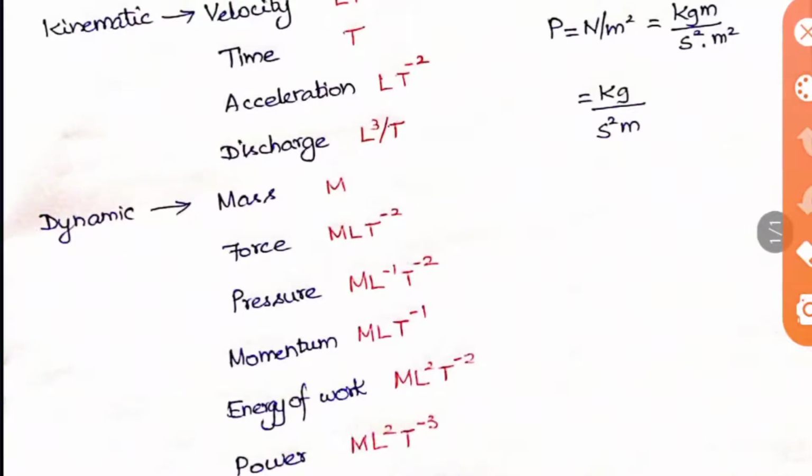So for kilogram we substitute M, for second square it is T power minus 2, for meter it is L power minus 1. So that is what is given here for pressure. Similarly you can calculate the rest of the things. For mass it is M, for force it is M L T power minus 2. For momentum, M L T power minus 1. For energy or work, M L square T power minus 2. For power, M L square T power minus 3.